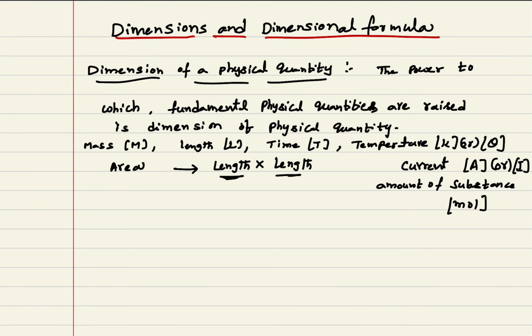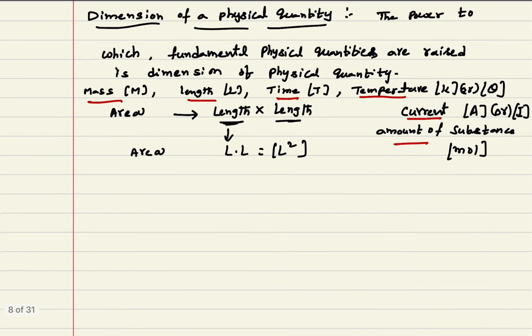These are the fundamental quantities: mass, length, time, temperature, current, amount of substance. I have taken 6 fundamental physical quantities now. The seventh one, luminous intensity, is there, but anyway we are not using it directly anywhere in our syllabus. Area is length and length, so the area dimension can be written as L into L. So you can write it as L square, the dimensional formula of area.